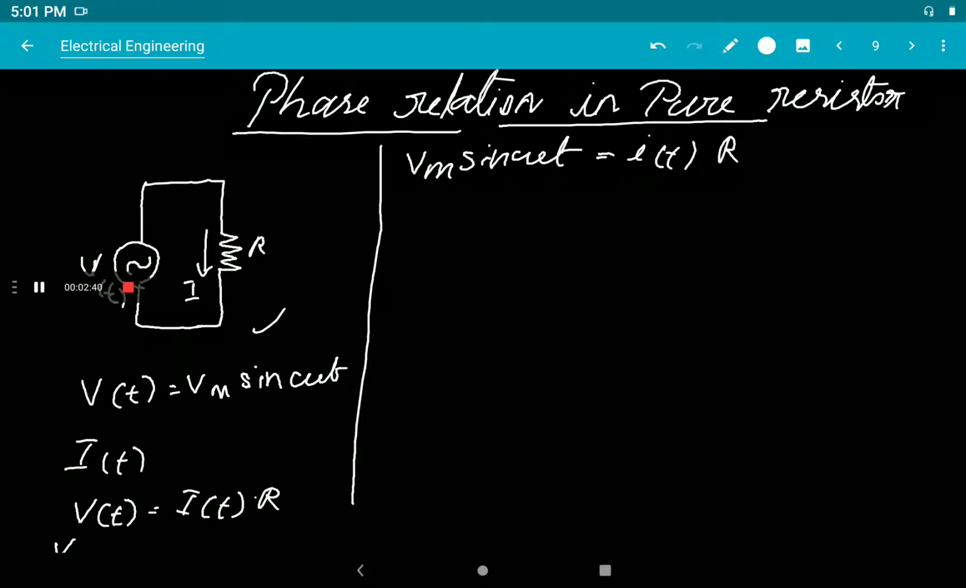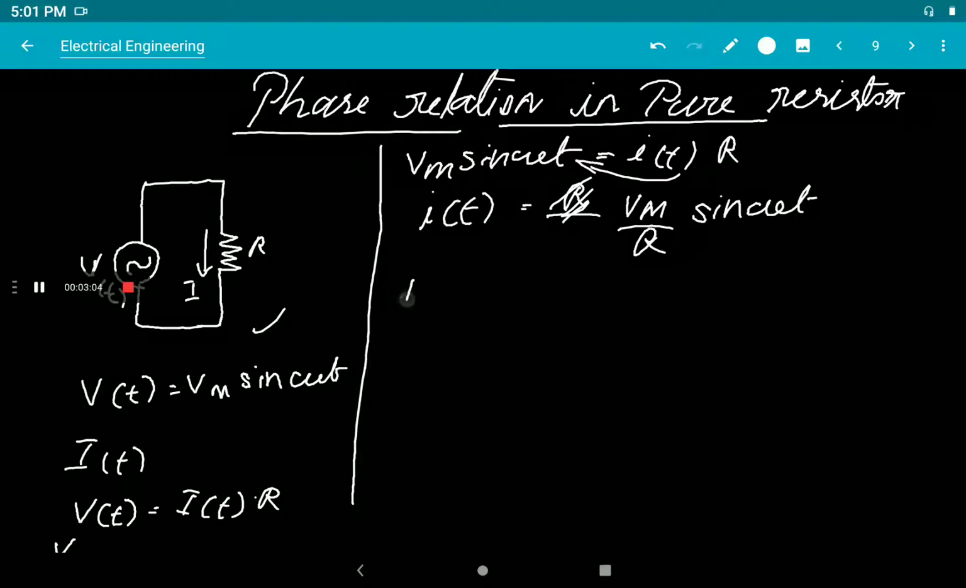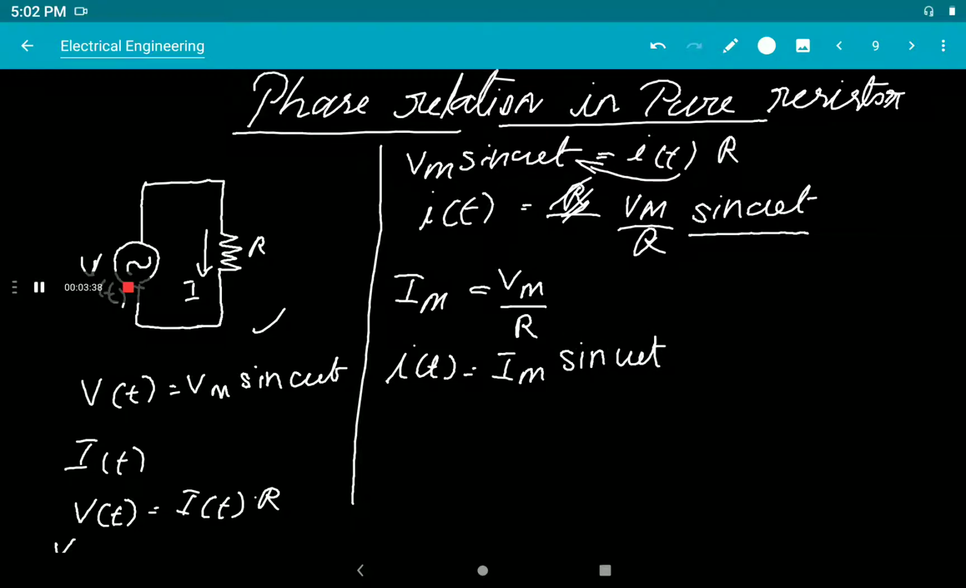Okay. So from this you can find I of t, taking R to this side, equal to Vm by R into sin omega t. The maximum value of current we can take as Im is equal to Vm by R. So current I is at maximum when sin omega t is unity. When this value becomes unity, the maximum current Im will be Vm by R. So it becomes I of t is equal to Im sin omega t. Okay, Im sin omega t.